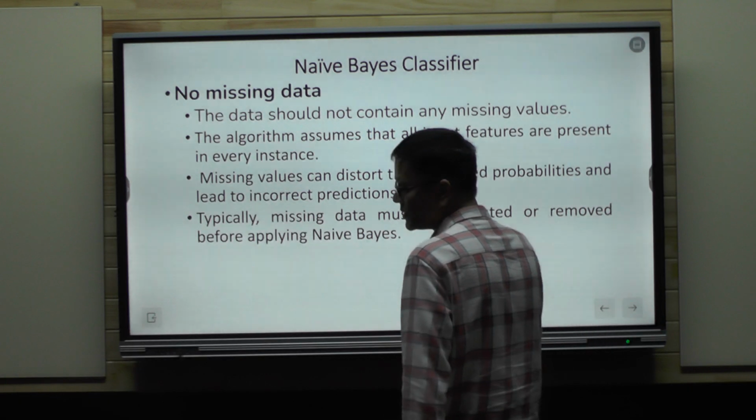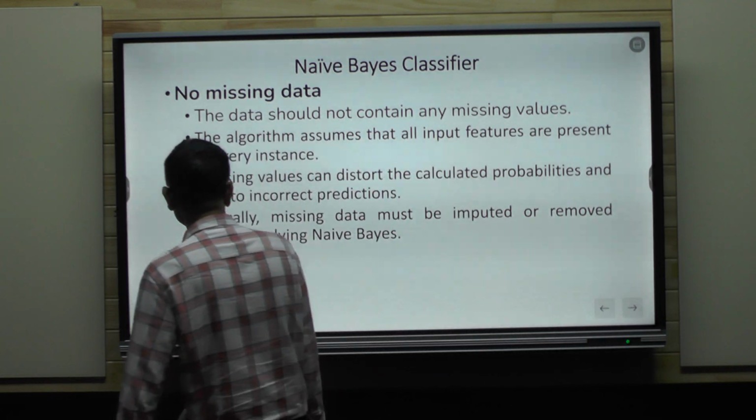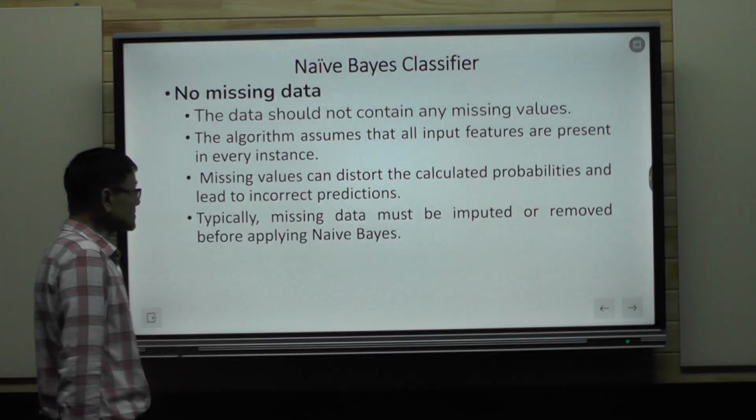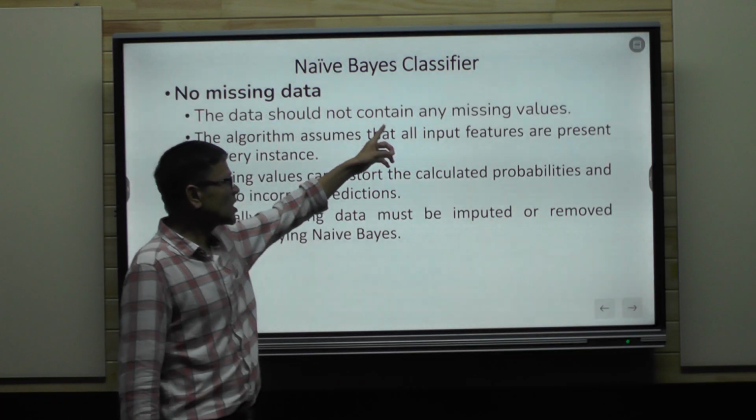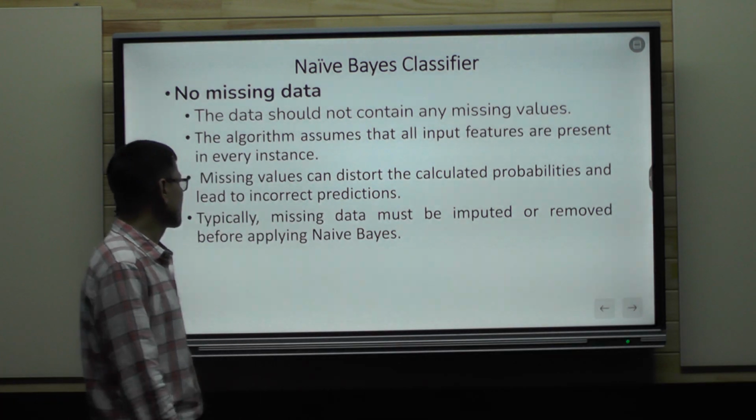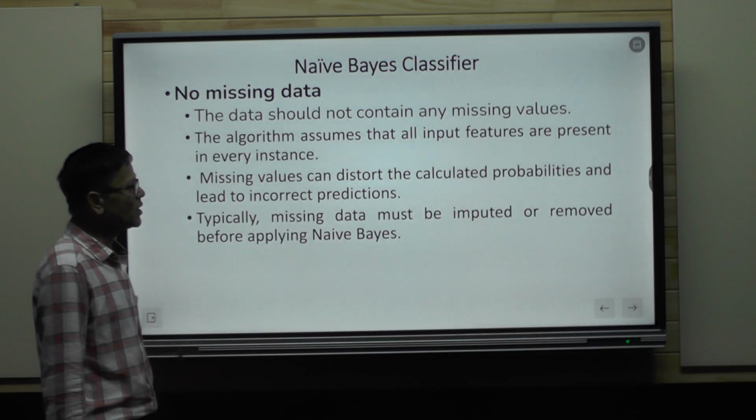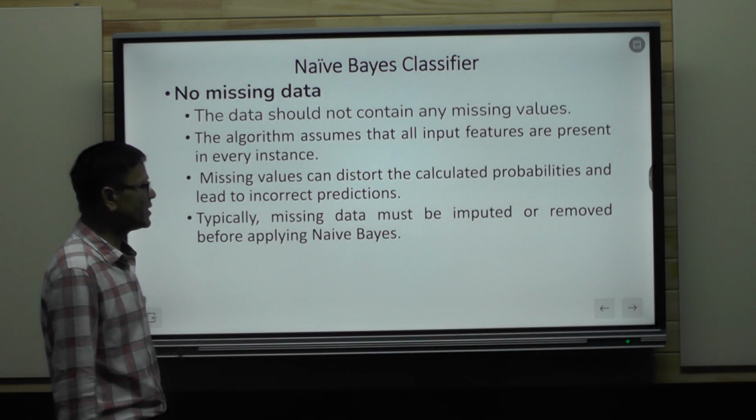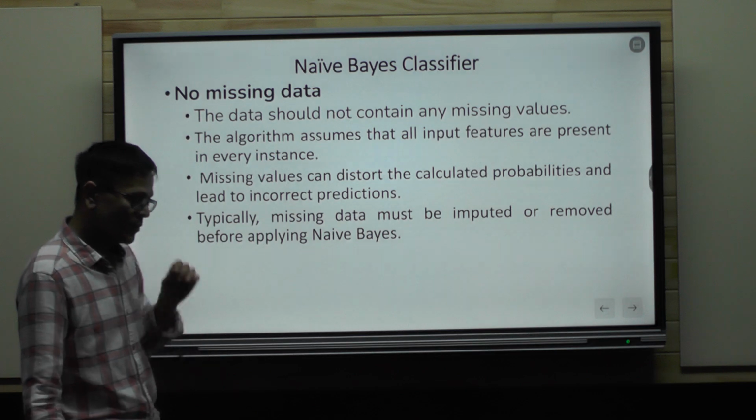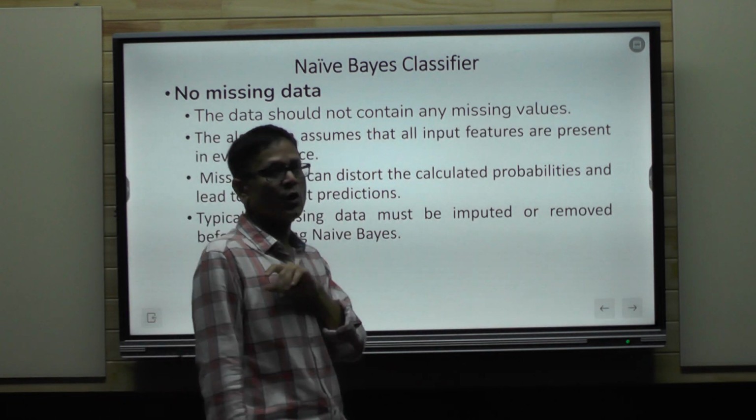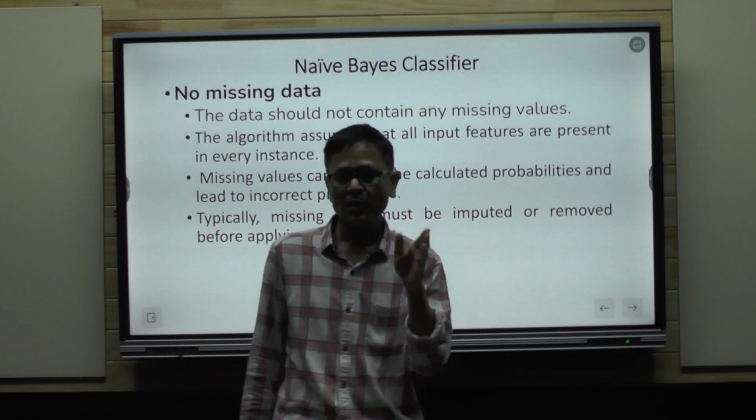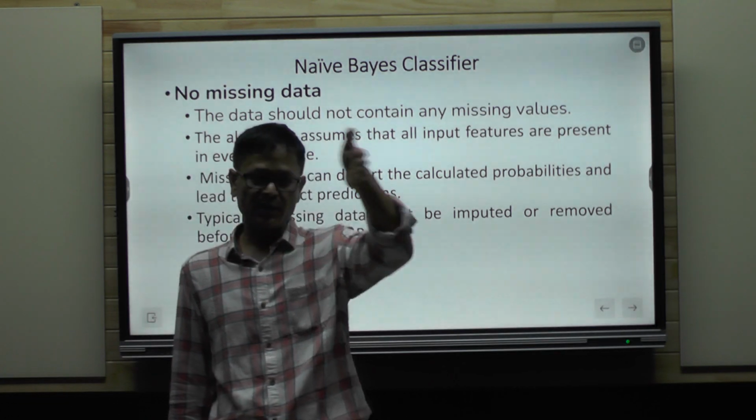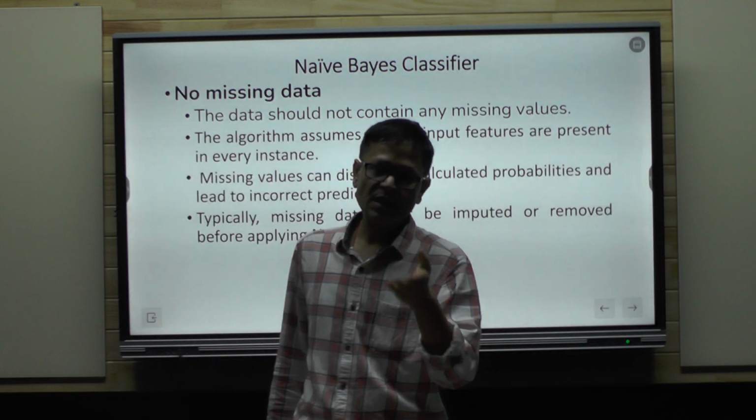And last is that there are no missing data. The data should not contain any missing values. The algorithm assumes that all the input features are present in every instance. Why so? Because it calculates the product of the x1, x2 probabilities for a certain output y.